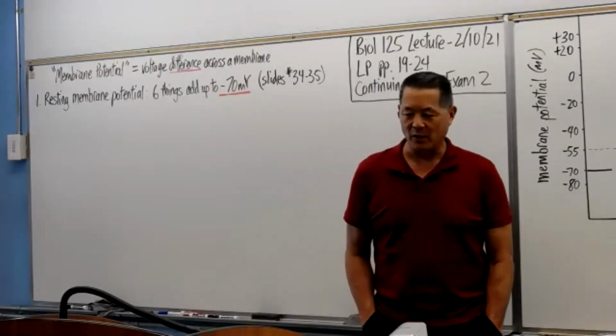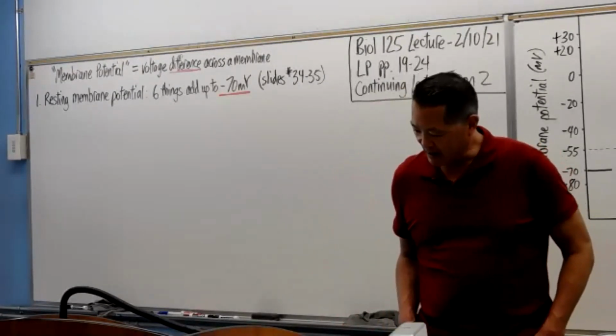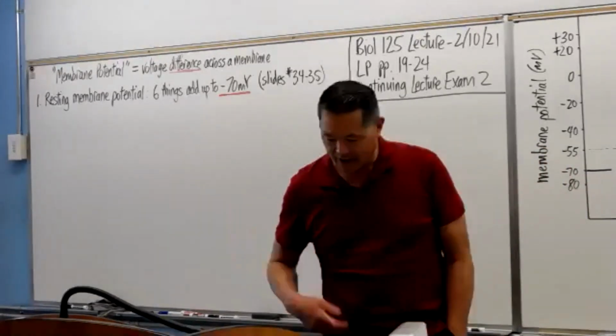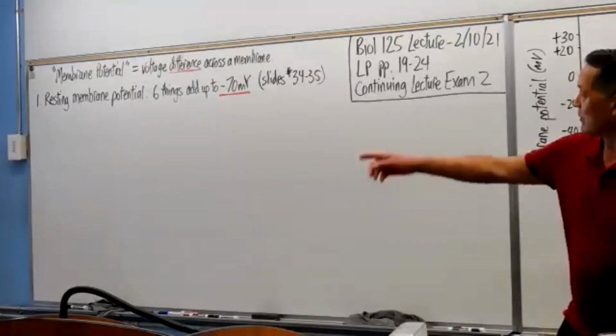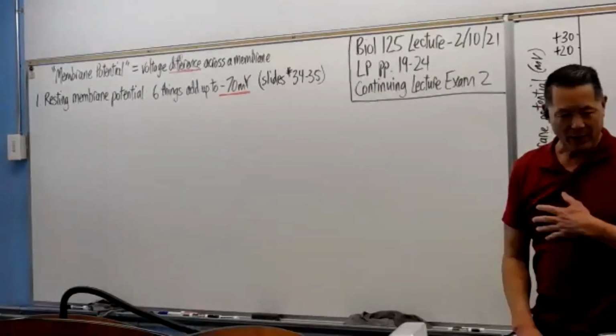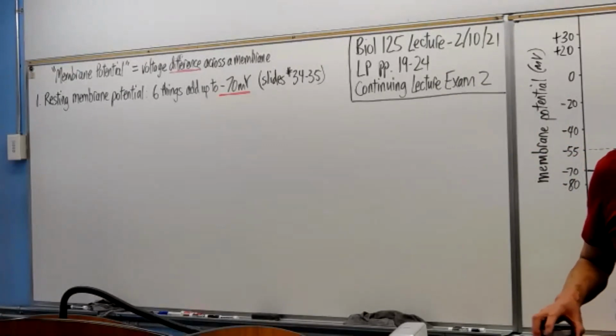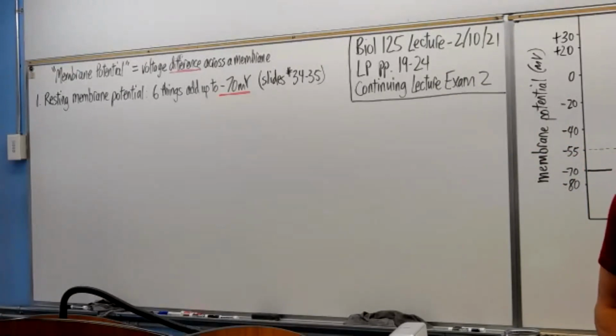All right, so last time we ended up on the slide on ion concentrations. We just basically did an anatomy review. We're going to be on LP pages 19 through 24. And on page 19, we did cover the neuroglial cells, both in the PNS, there's just one, and then in the CNS.